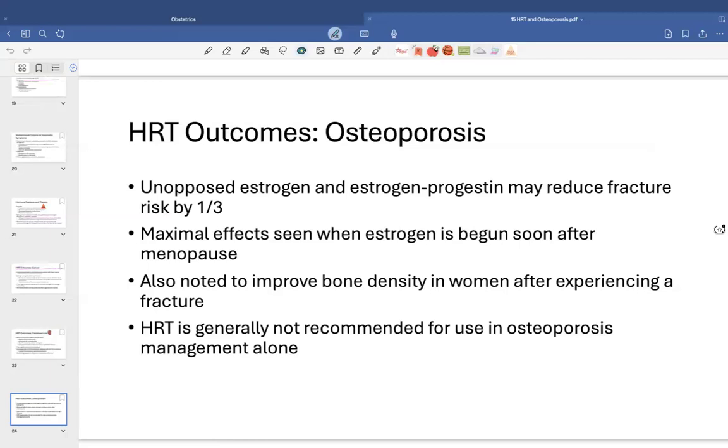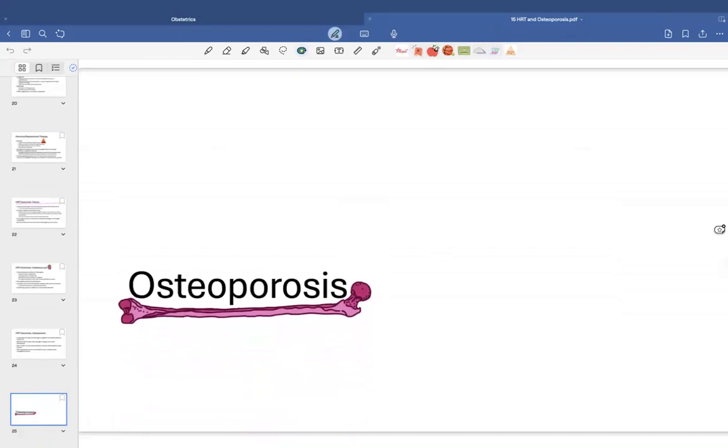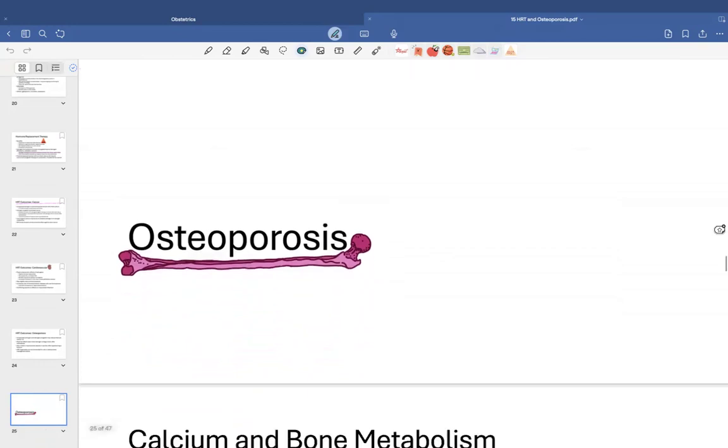Okay. Questions on benefits, risks, and hormone replacement? Okay, so we will move into discussion on osteoporosis.